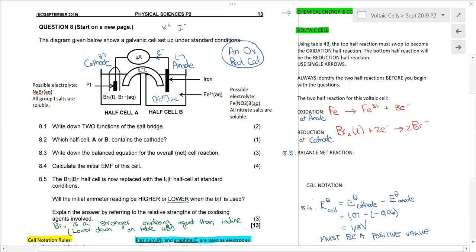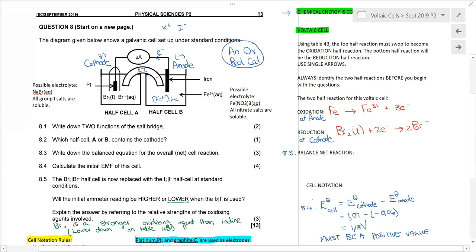Whatever negative ions I had in here to neutralize these positive ions, their concentration will stay the same. But I keep forming more Fe3+ ions in solution.